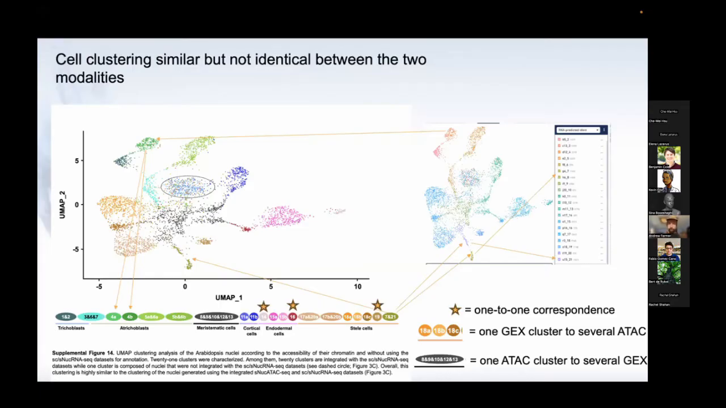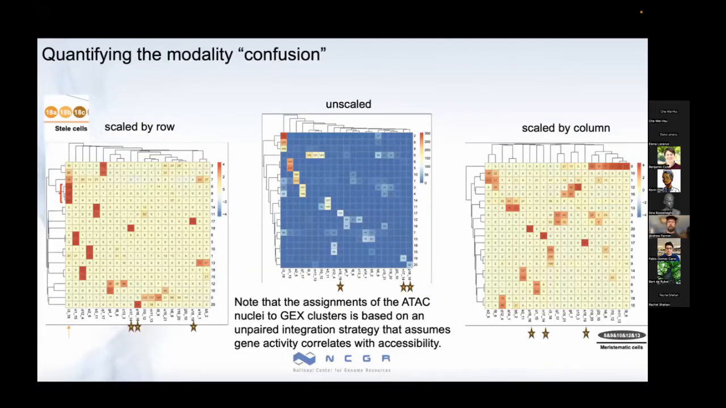And with this way of looking at it, I think Mark probably spent some time doing this all manually, but you can basically create these so-called confusion matrices and get a more quantitative view of what's going on between the two modalities. What we're seeing here is a heat map representation where the RNA-seq assignments are on the x-axis, and the ATAC-seq cluster assignments are on the y-axis.